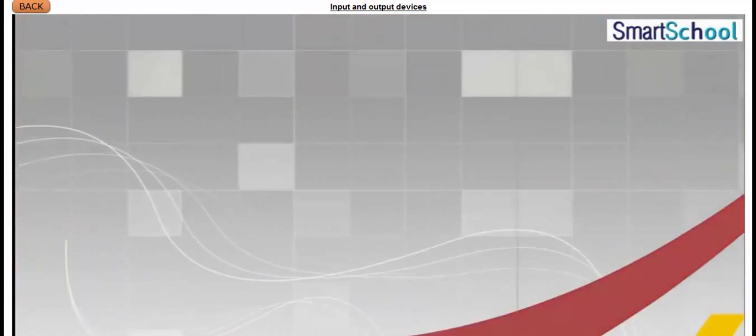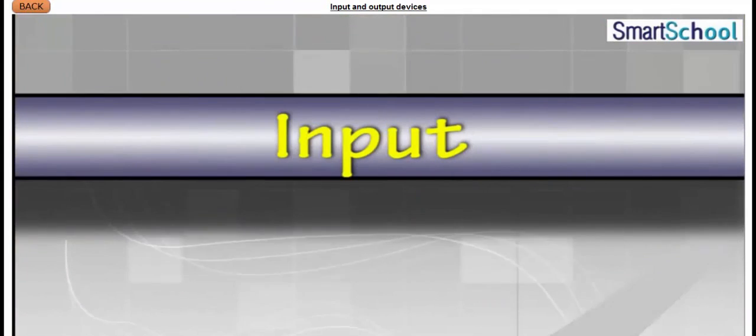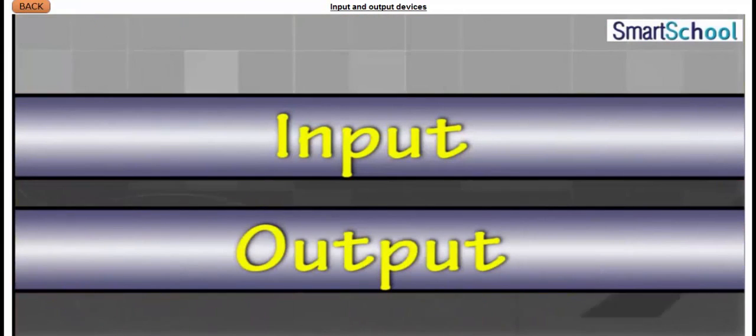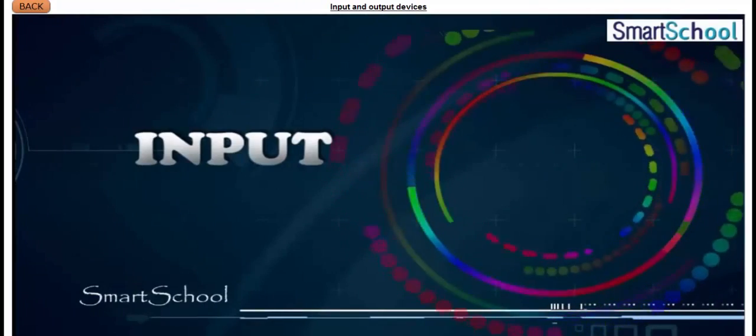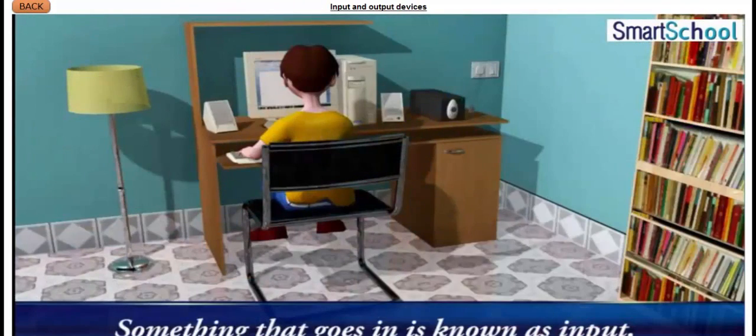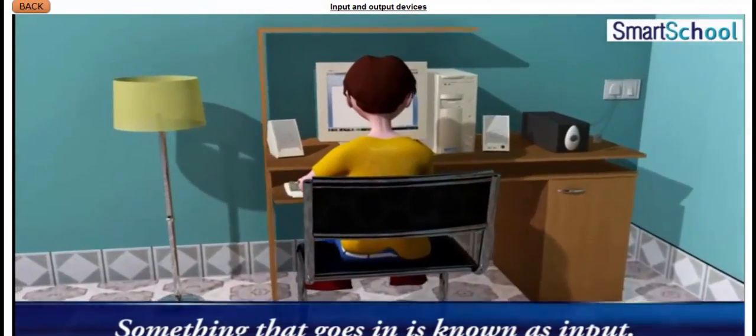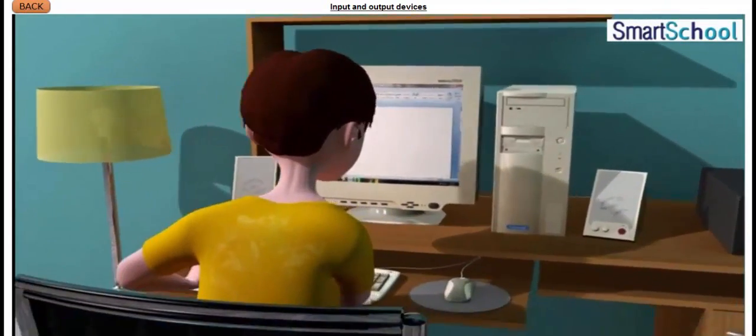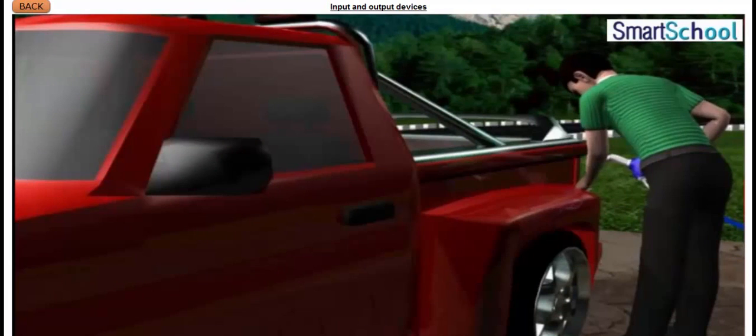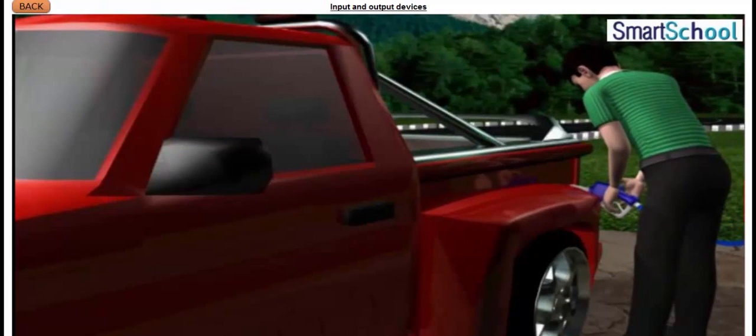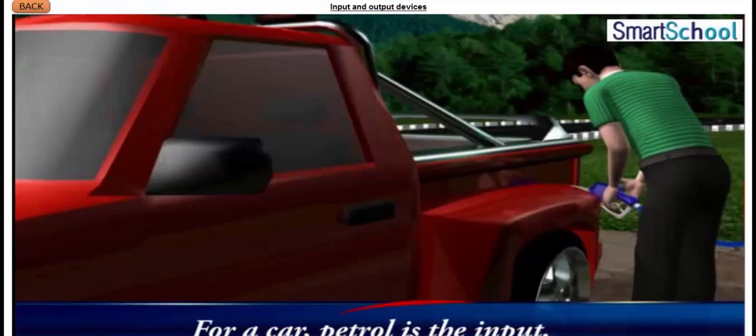But first of all, you should know something about input and output. Input. Something that goes in is known as input. It is required to get the desired result. For example, we fill petrol in a car to run it. For a car, petrol is the input.